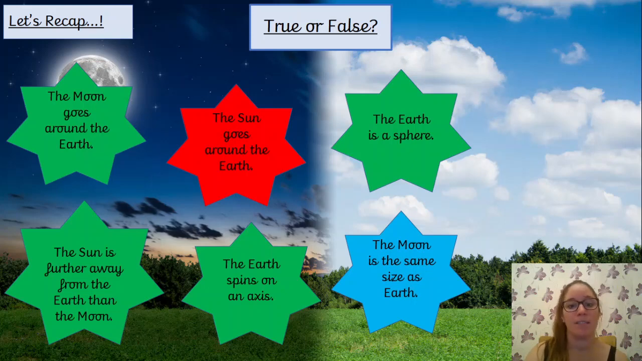And the moon is the same size as the Earth, true or false? That one is also false. If you made your top trump cards with the details of the sun, the moon and all the planets, they would have come in handy then for this. Okay, so it's got all those details on and dimensions and what's biggest and what's not.